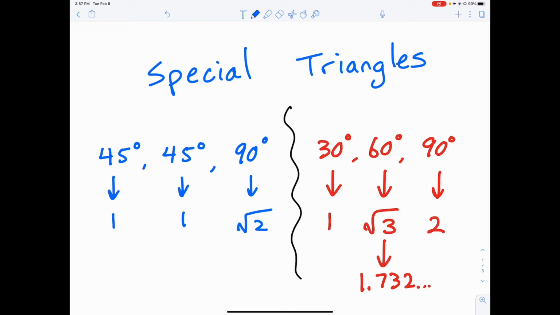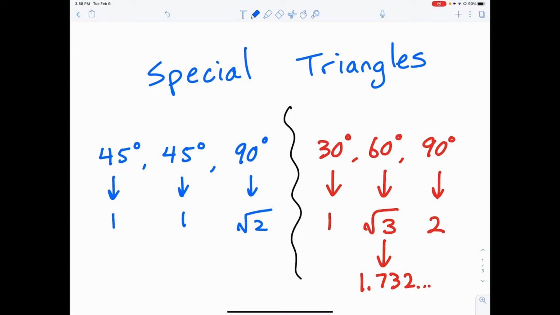Hello everyone, today we are talking about special triangles. So, there are two kinds of special triangles that we need to be aware of. The first one is known as the 45-45-90, and the other one is the 30-60-90. Now as you can see, the 45-45-90 is an isosceles triangle, meaning that two sides will have the same length. The ratio for this one is 1, 1, square root of 2.